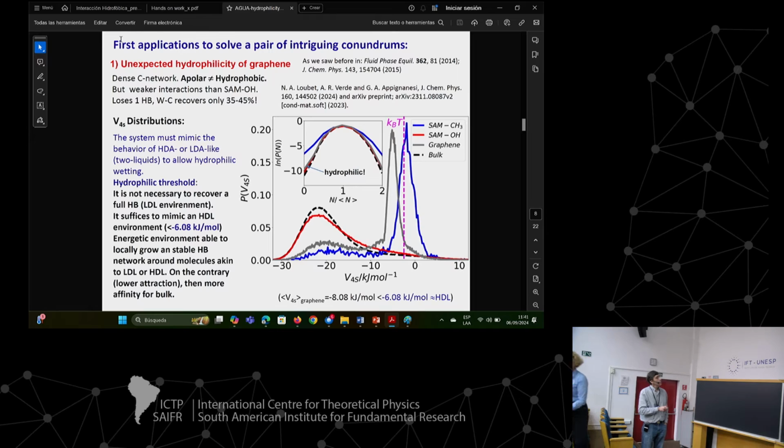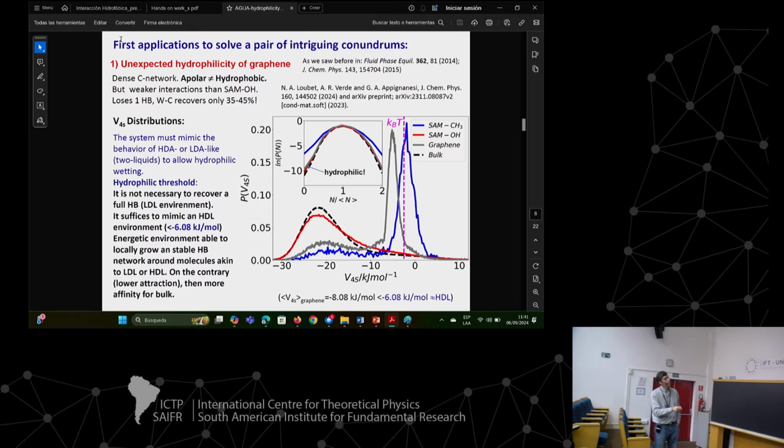So when you look at the index, you have this kind of behavior. This is bulk water, with this bimodal distribution. Here would be the high local density molecules, and here are the well-ordered ones, the tetrahedral molecules. And this is the hydrophobic SAM, of course at a very low value, close to kT. And when you look at the index for the hydrophilic SAM, it behaves pretty much similar to bulk water, in a very hydrophilic manner.